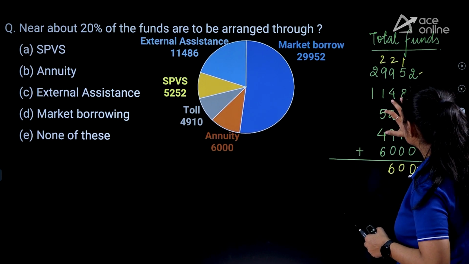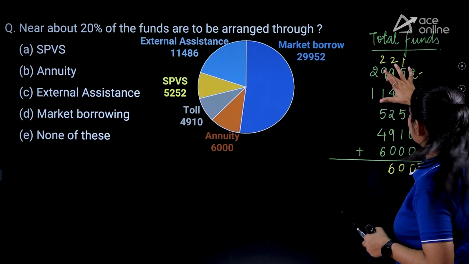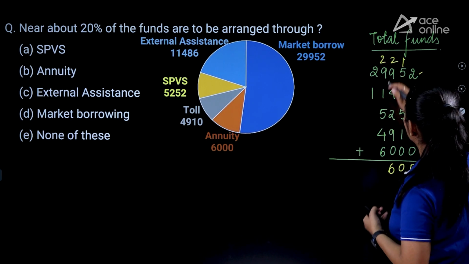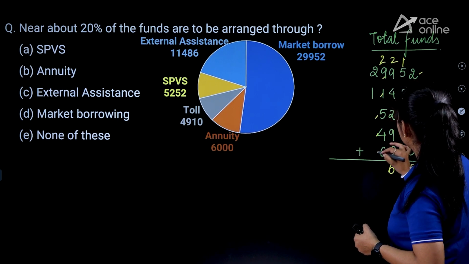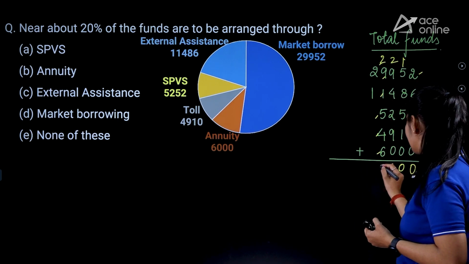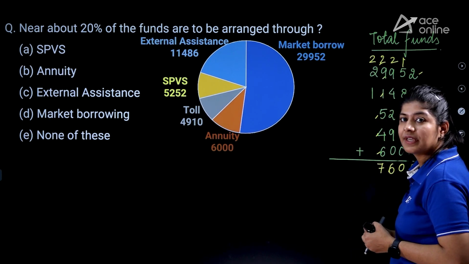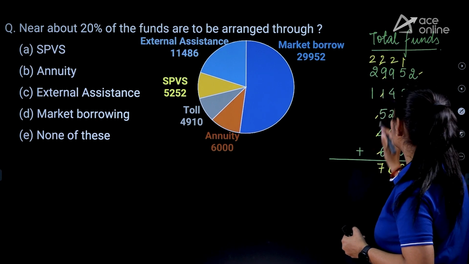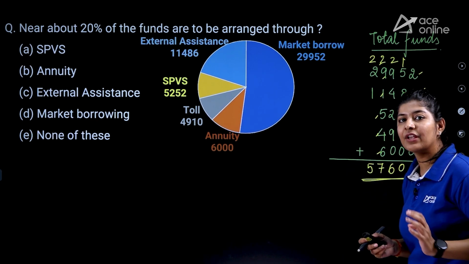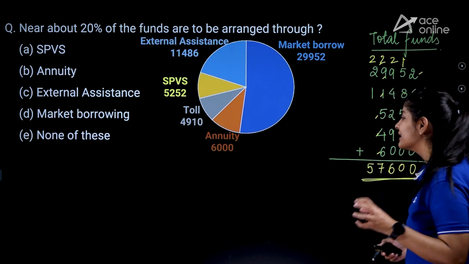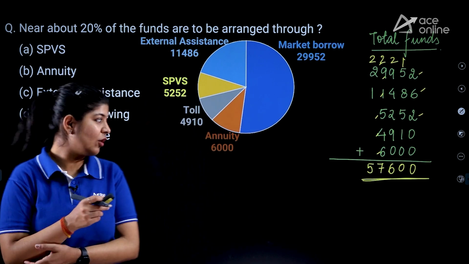Here we have 9 and 9, that is 18, 18 and 9, that is 27. So here we have 7, and again the 2 is carried forward. 2 plus 2, 4, 4 plus 1, 5. So basically the total fund that we have is 57,600 crores.